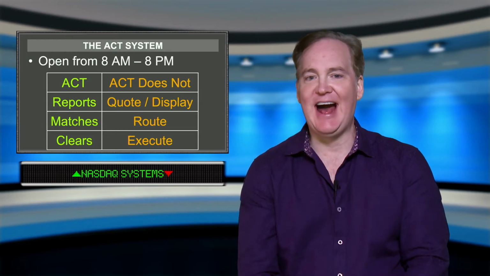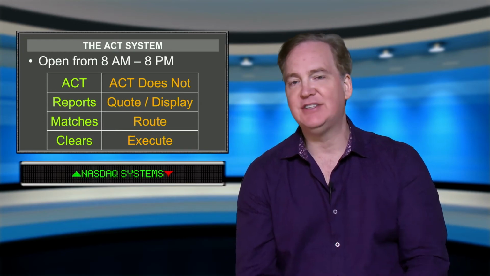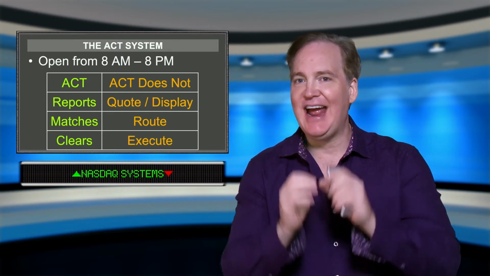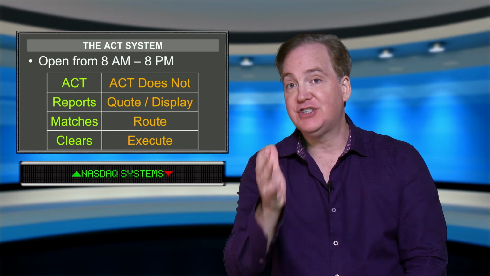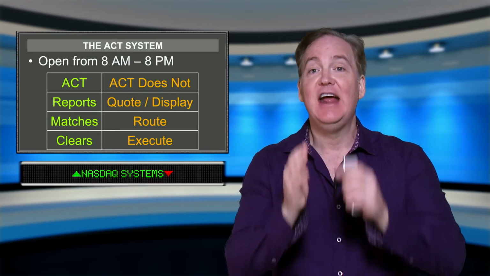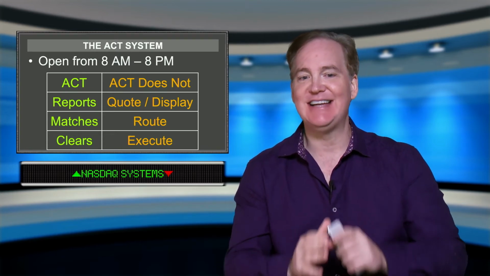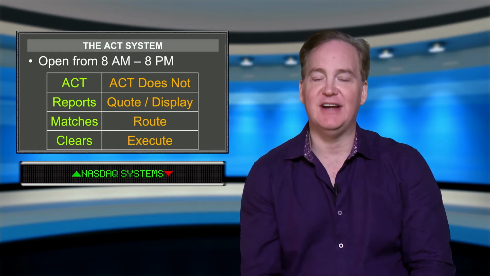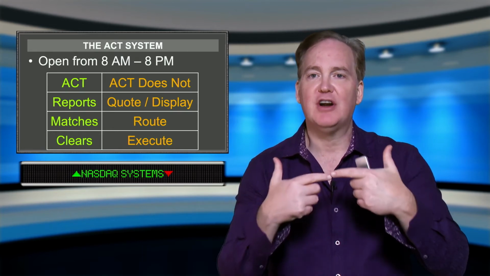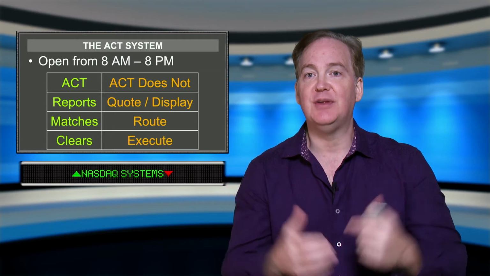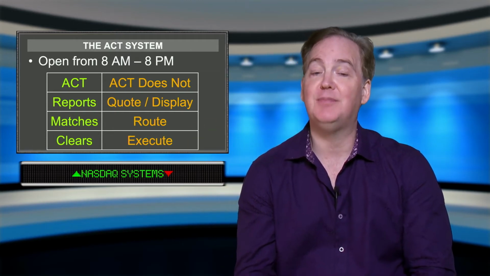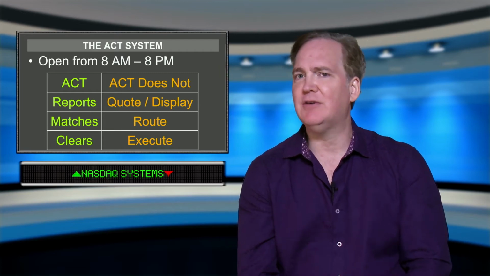Now let's take a look at ACT, the automated comparison transaction system. ACT only comes into play after a trade. The first letter in ACT is A. If no trade has taken place, ACT doesn't do anything. ACT puts that trade on the tape and disseminates it to the marketplace. They match market participant IDs so that the buyers know they bought the stock from the seller and the seller knows they sold the stock to the buyer. And they facilitate the clearing process.